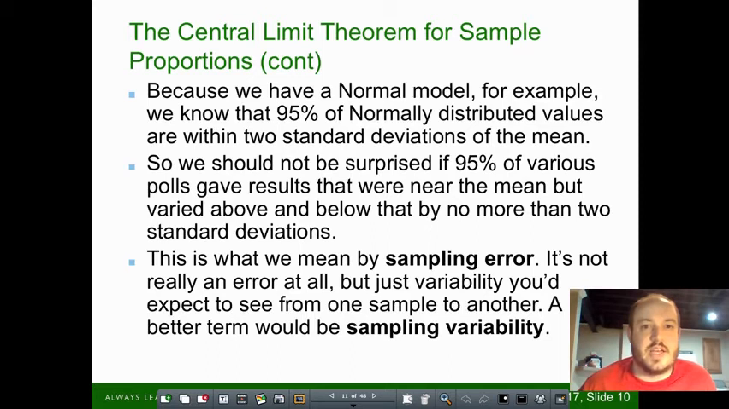So it starts off here saying that because we have a normal model, we know that 95% of the normally distributed values are within two standard deviations of the mean. So we shouldn't be surprised if various polls give us results that are not exactly near it, but they're no more than two standard deviations away. What this is saying is, if someone goes out and takes a sample in the world and they come back and their proportion is not exactly the same as ours, we should not be surprised by that.